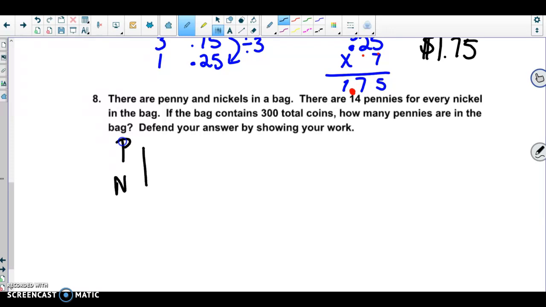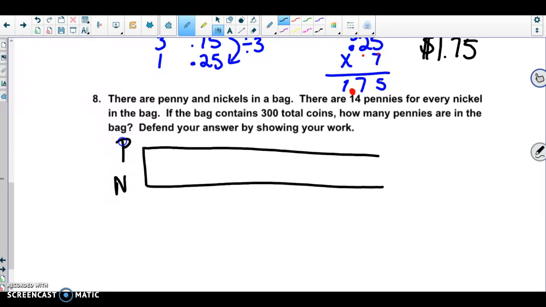So if I take a look at my pennies and my nickels, I was told that there are 14 pennies for every one nickel. And because it's talking about the total amount of coins, if I add this bottom down here as a total, there are 15 total if I have 14 and 1 in the bag. But I need to get to 300 total.